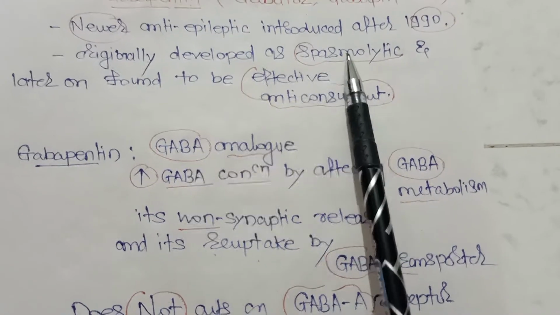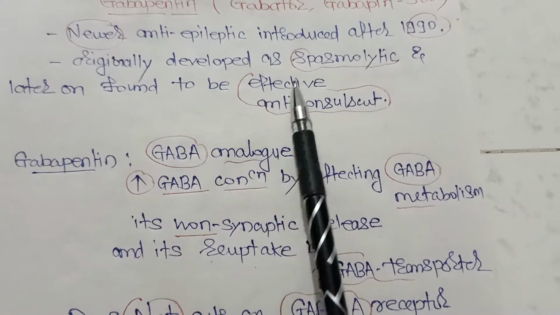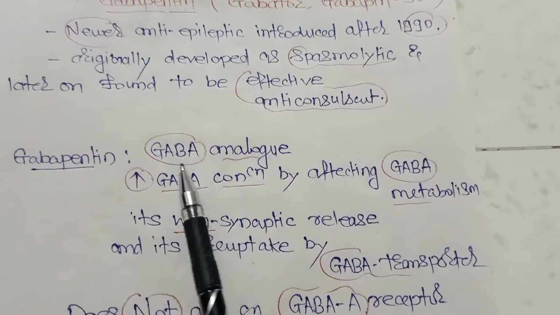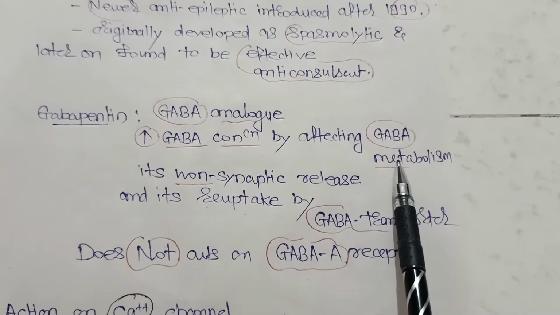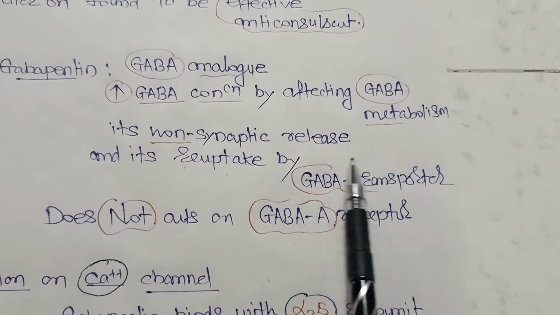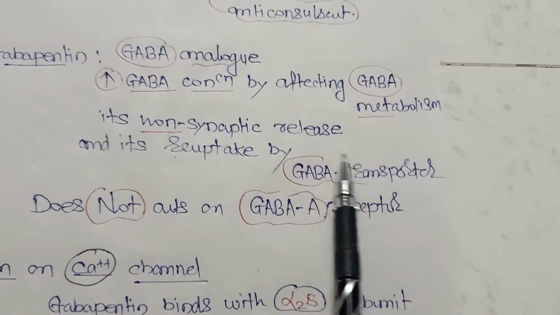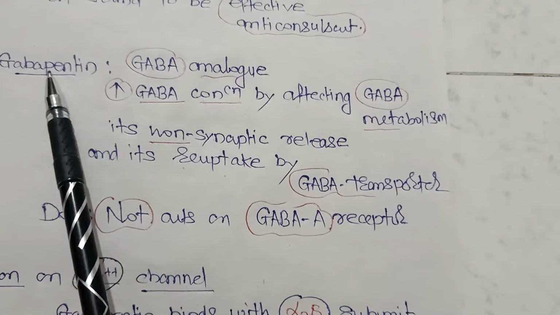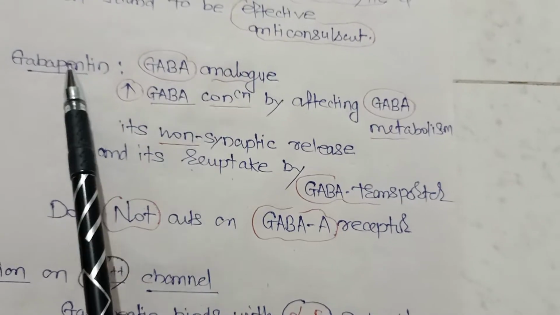Originally it was developed as a spasmolytic, antispasmodic, but later on it was found to be effective as an anticonvulsant drug. By mechanism, it's a GABA analog. It increases GABA concentration by affecting the GABA metabolism, its non-synaptic release and its reuptake through the GABA transporter, but it does not act on the GABA A receptor. Though it is a GABA analog, that's why the name is gabapentin.